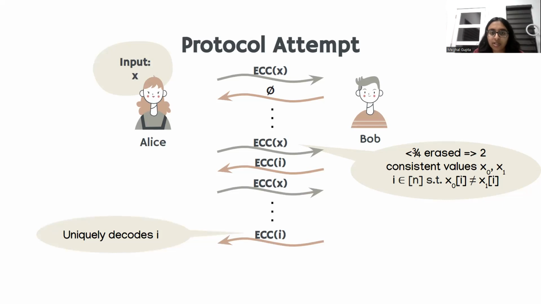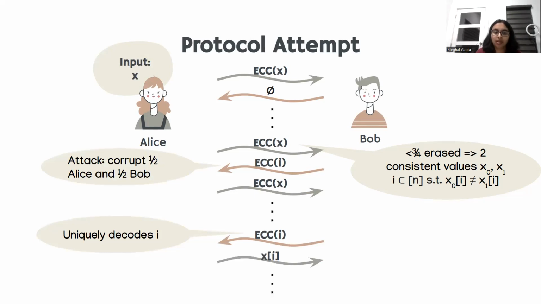This procedure doesn't actually work, because obviously the adversary could just erase half of Bob's message, which is basically no corruption, and Alice will not uniquely decode I. But we'll get to the fix for that later. And then finally, once Alice knows what I is, she just sends over xi for the rest of the protocol.